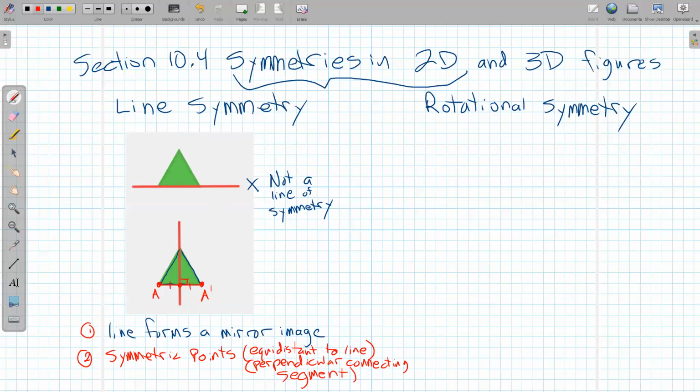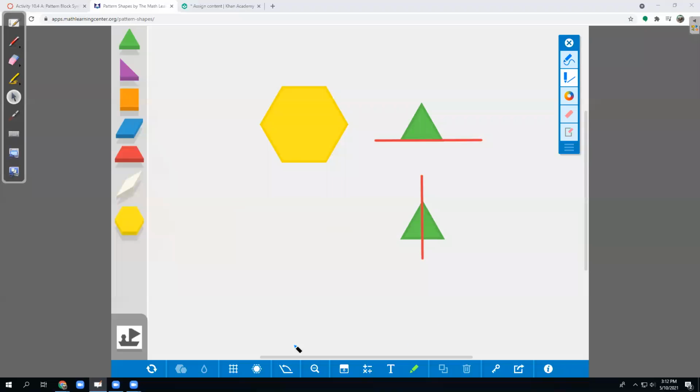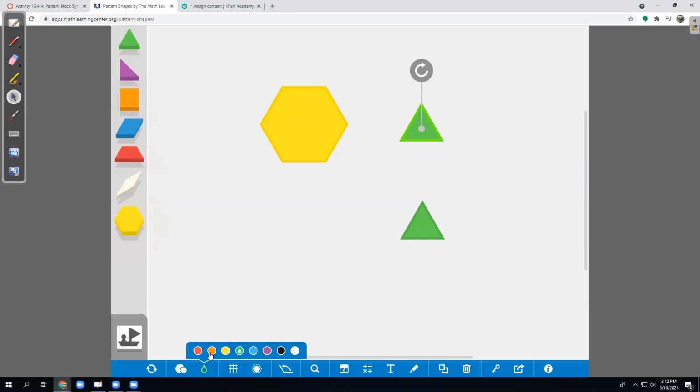Now, rotational symmetry, let's play with the triangle a little bit and see the difference. Let's see. This can go, that can go. And let's change something. I want you to be, how about purple? So rotational symmetry is when I have a figure, and I'm going to put it on top of itself here, and I can rotate it a certain amount around some central point, and I'll end up with the exact same figure before I've gone a complete 360 degrees.